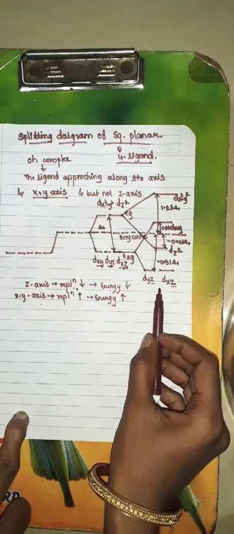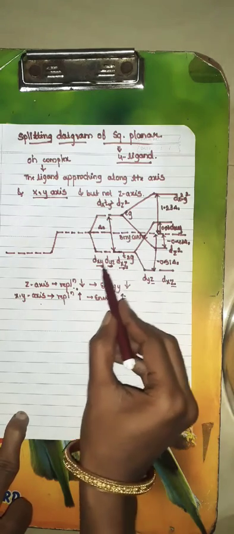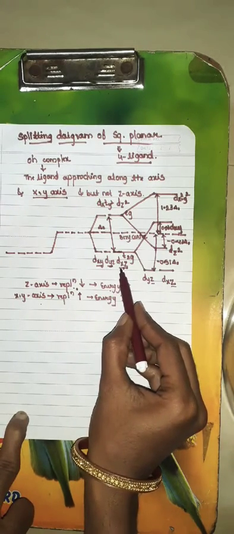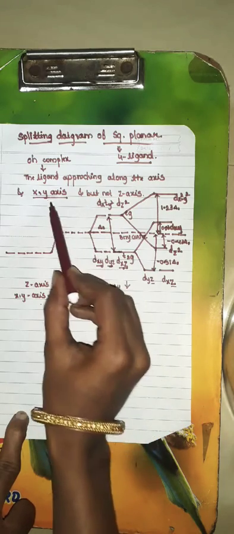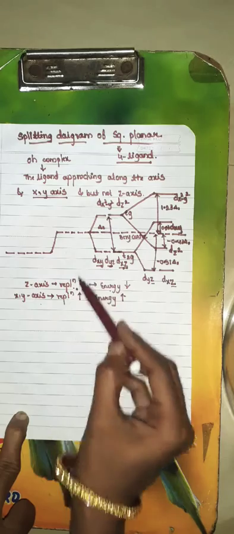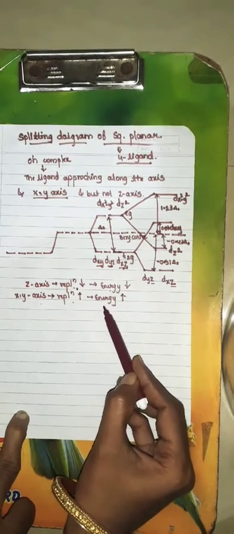square planar complexes. Square planar, what happens? First it will be the same as that of octahedral splitting. After that the ligand will approach along the xy axis, there is repulsion increases, energy increases.